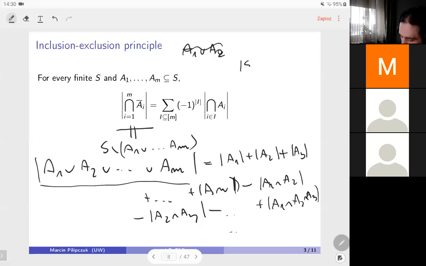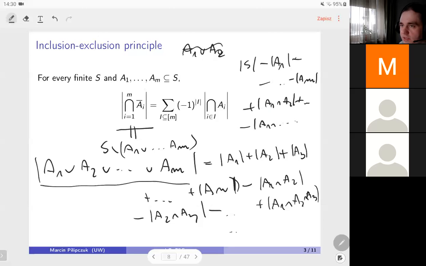So this is like take everything, subtract all the guys, add back all the intersections of pairs, subtract the intersections of triples, and so on. This is what this formula really says.